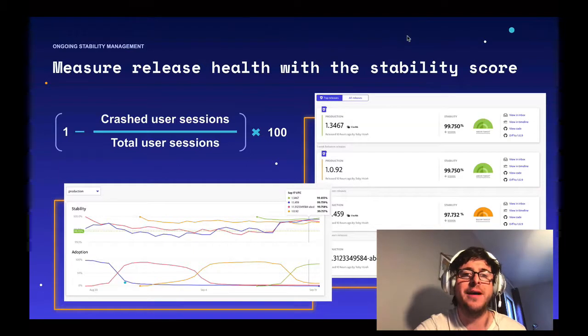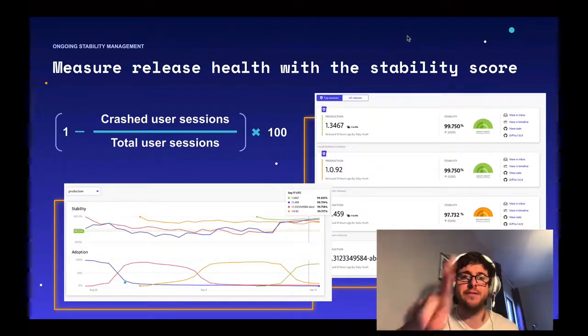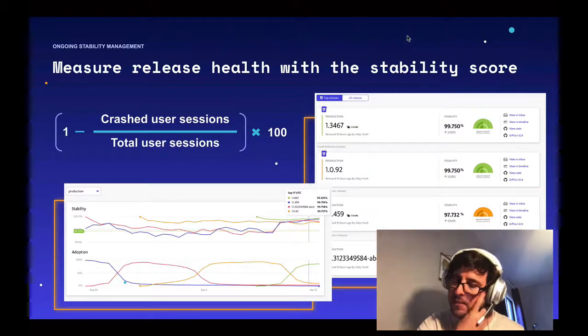The chart at the bottom left there, we're showing a couple of things. We're showing adoption and stability. We're showing stability over time, which is the top chart, across various releases. And then we're showing adoption over time across various releases. This is obviously for mobile games, where the Play Store and the App Store tend to nudge you a little bit more to upgrade your application. So you see that very familiar curve of adoption at the bottom there.